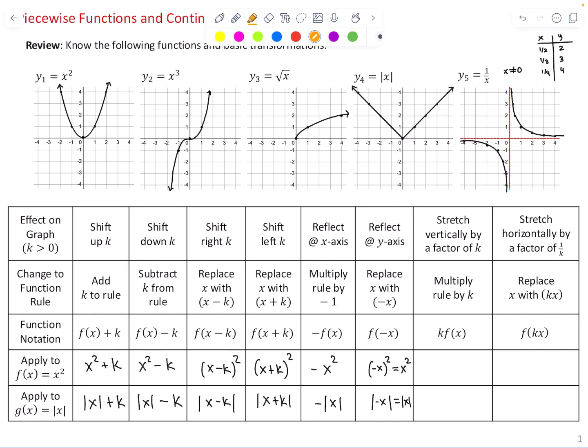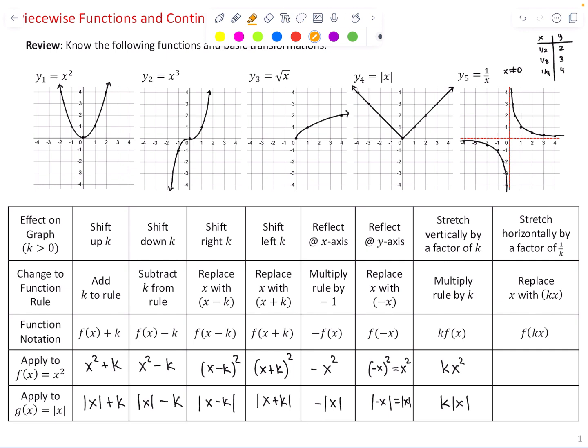And again, that is because the absolute value of x is a function that's already symmetric around the y-axis. Now if you multiply a rule by k, so k times f of x, this will have the effect of doing a vertical stretch by a factor of k. So k times x squared will give us a vertical stretch of x squared by a factor of k. K times absolute value of x will do the same thing but for the absolute value of x graph.